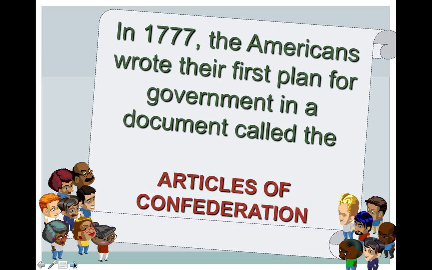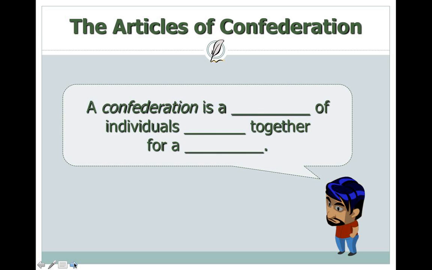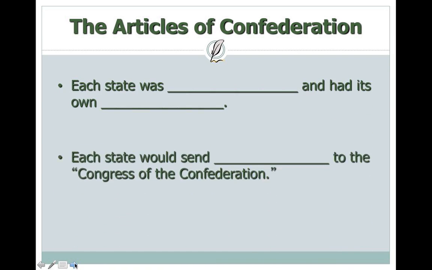Following the Declaration of Independence and our breakaway from Great Britain, the Americans wrote their first plan, called the Articles of Confederation. A confederation, I call it a group hug. It's a group of states or individuals that get together and unite for a common purpose, and that was to provide the organization that they needed so that they could be successful as a country.